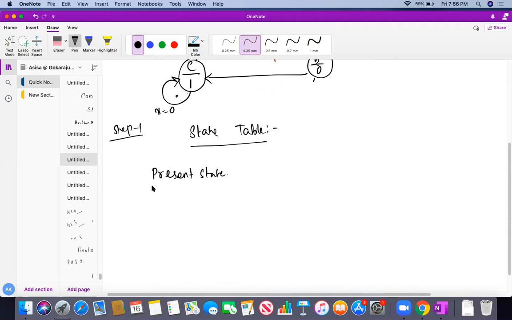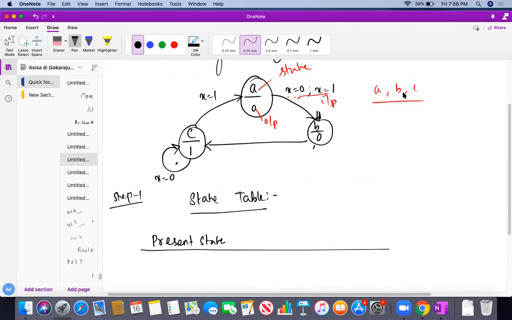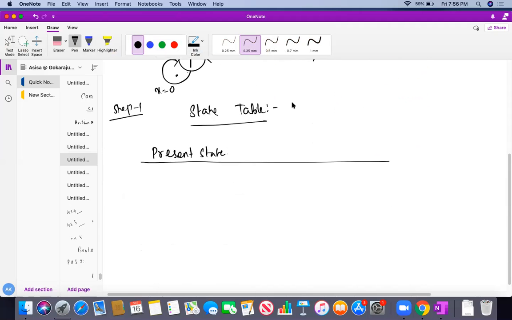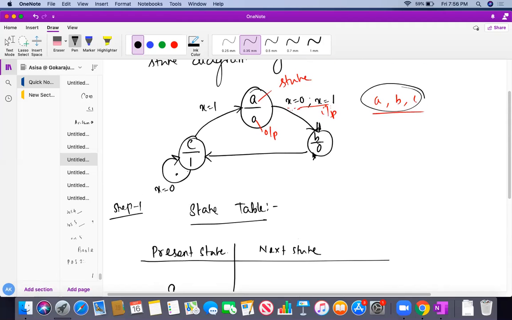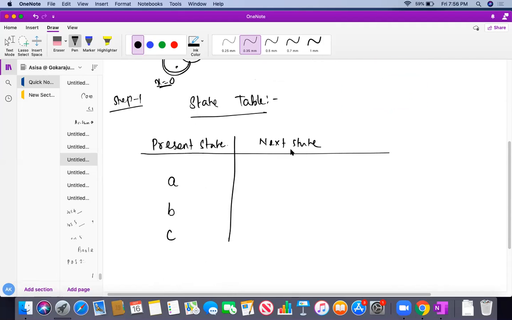So tell me, what would my present states be? How many states are here? A, B, C are my states. So my present states would be A, B, and C. And the state table also consists of the next state. Just see here, if input x is 0, it is going to another state. If input is 0, it is going to the next state C, and if input is 1, it is going to the next state A. So it is going from the present state to the next state depending upon the input.